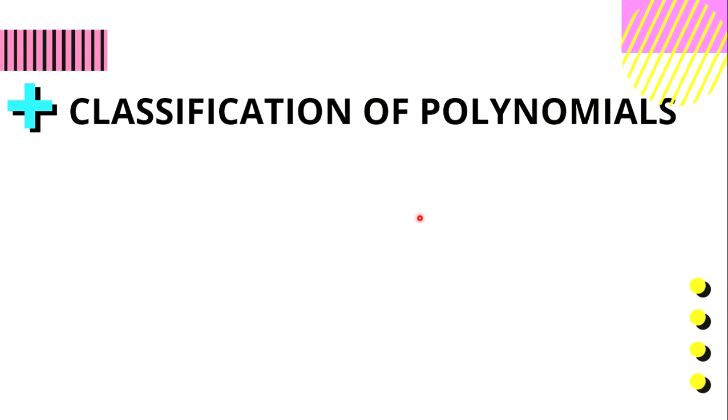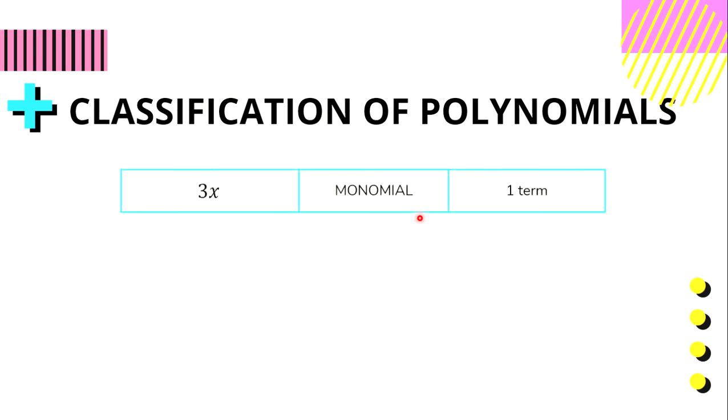So how do we classify polynomials? We classify polynomials according to their number of terms. If we have only one term, we call that a monomial. An example of which is 3x. Only one term, monomial.